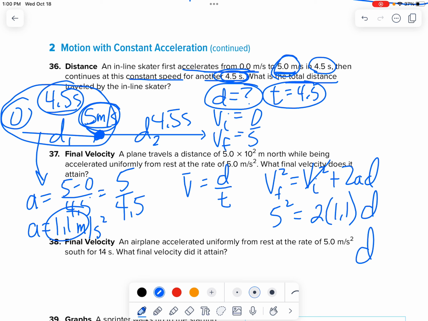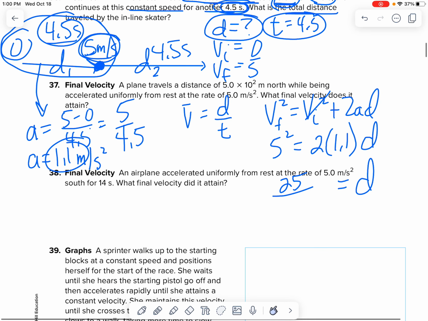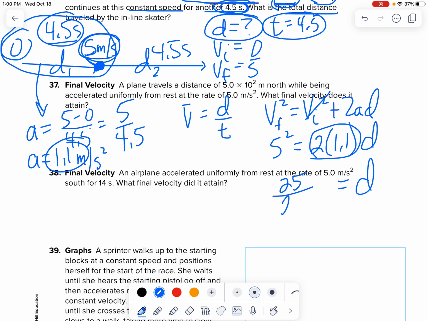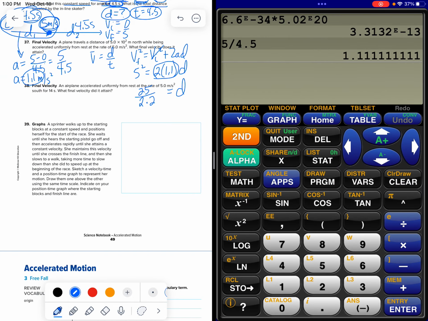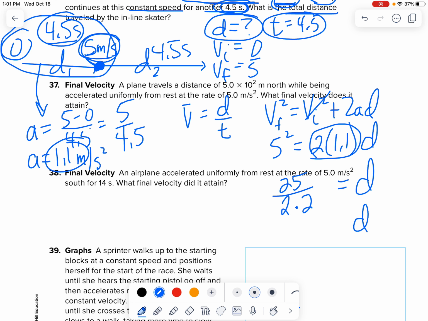So for this one, you're going to take the 5 squared, which is 25, and divide by the 2 times 1.1, which is 2.2. That's going to give you 11.36, 11.4, we'll say. So 11.4 is your distance. That's meters. That's for the first part right there.